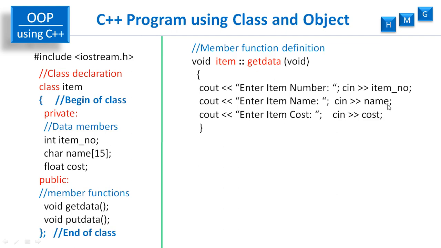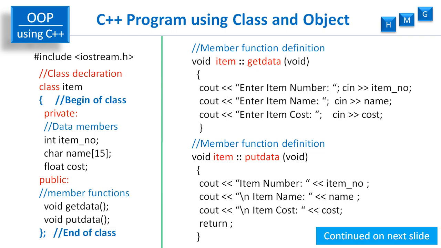Then the member function definition of the second member function, that is putData. So here the putData function is defined again outside the class, again same syntax: return type, class name, scope resolution operator, and function name putData, no arguments. And in this the task is what? It is displaying item number, item name and item cost in a particular sequence. Empty return, end of the function. Okay, so like this.